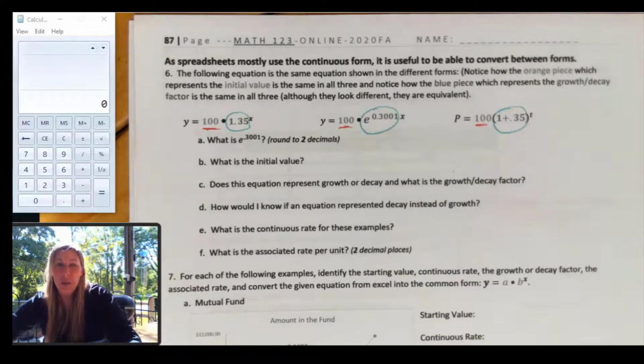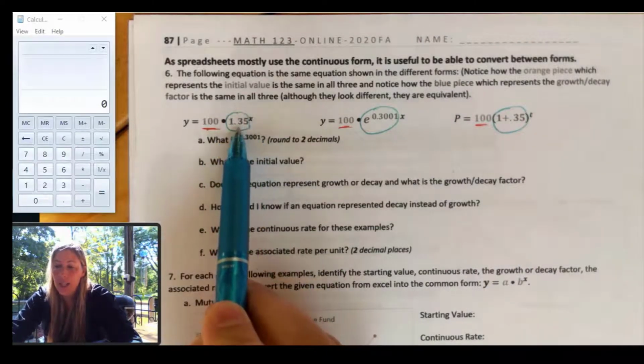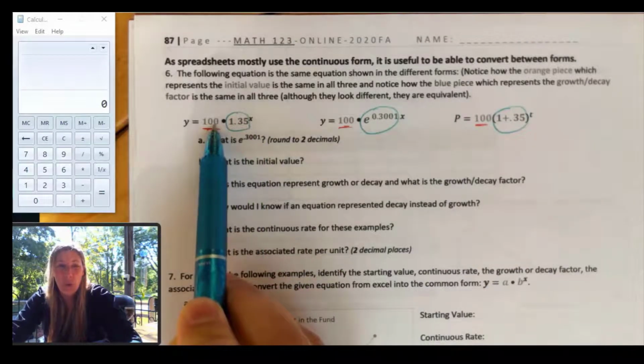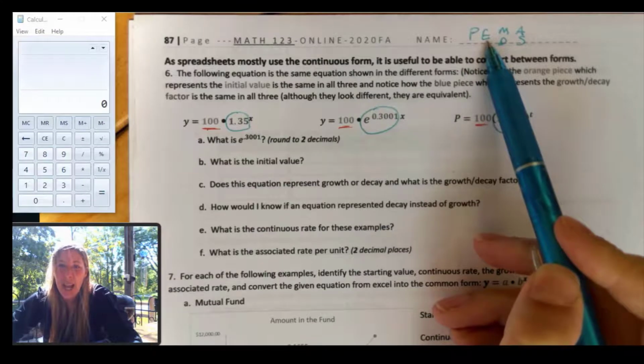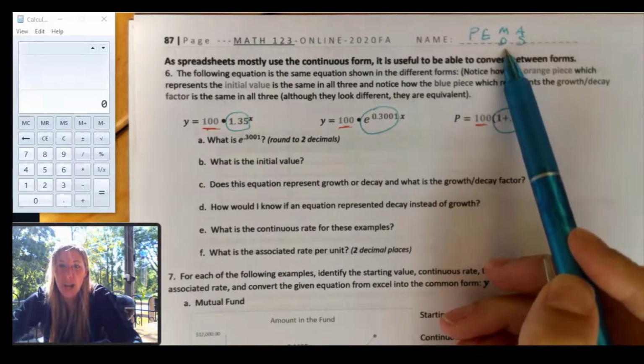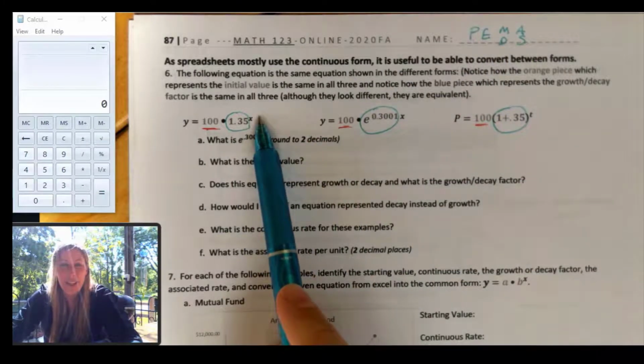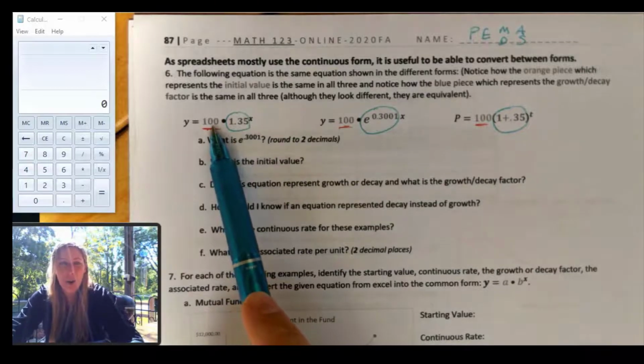Now please be careful because order of operations when we solve these tells us we have to do this entire piece raised to the power before you multiply by that initial value. Why is that? PEMDAS. Remember, parentheses come first, then exponents, and then you multiply and divide. So you want to do this raised to the exponent before you ever multiply by that 100.